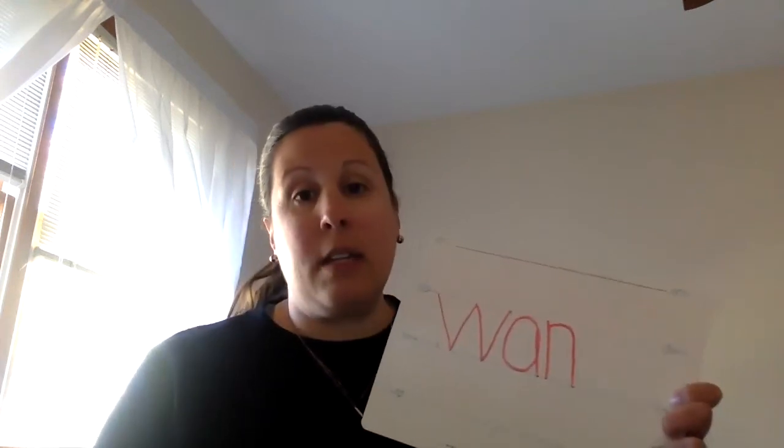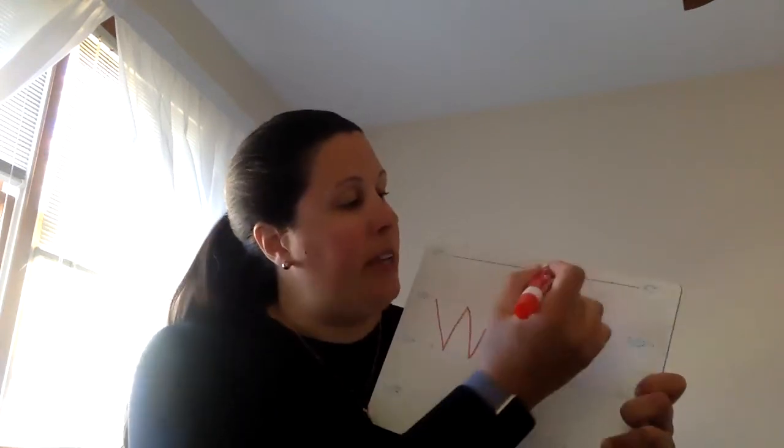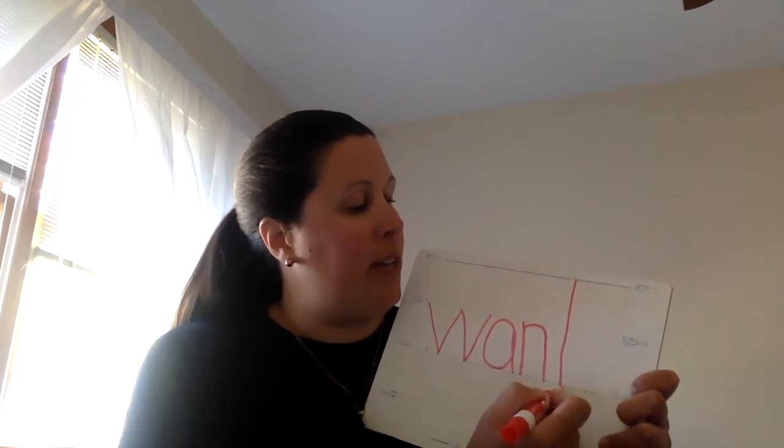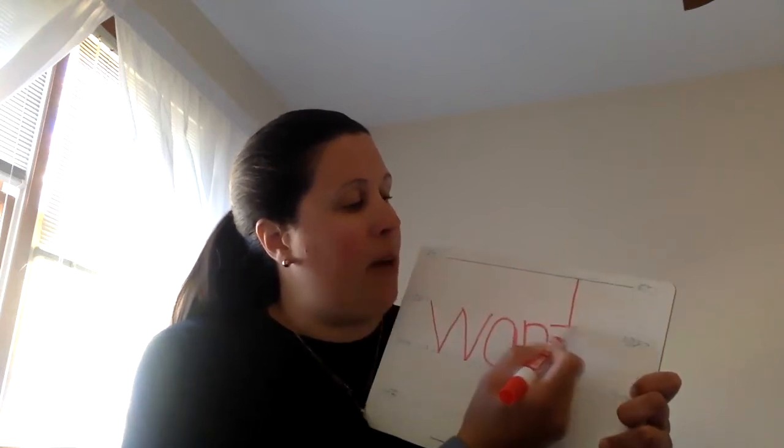The last letter in the word want is a T. It's a skyline letter, skyline down to the grass line. Pencil comes off the paper and we trace it on the plain line. Want. I want a new pair of shoes.